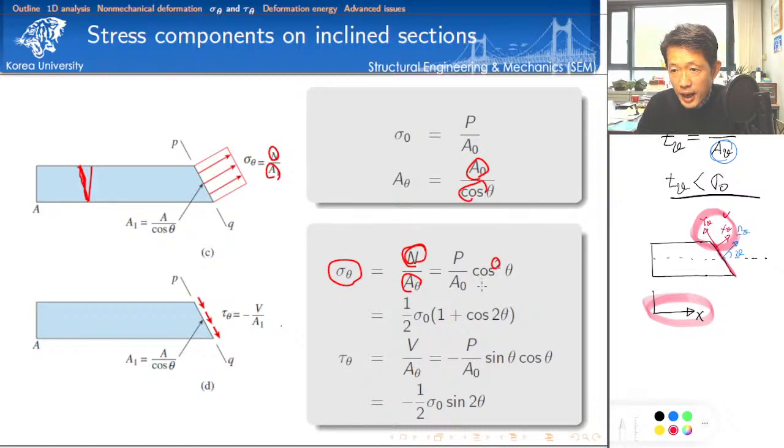So if you use half angle theorem, I wonder if you're familiar with half angle theorem. And then here P over A naught is replaced by sigma naught. And then let's use half angle theorem. Then cosine square theta is written as a half of 1 plus cosine 2 theta. This is a half angle theorem.